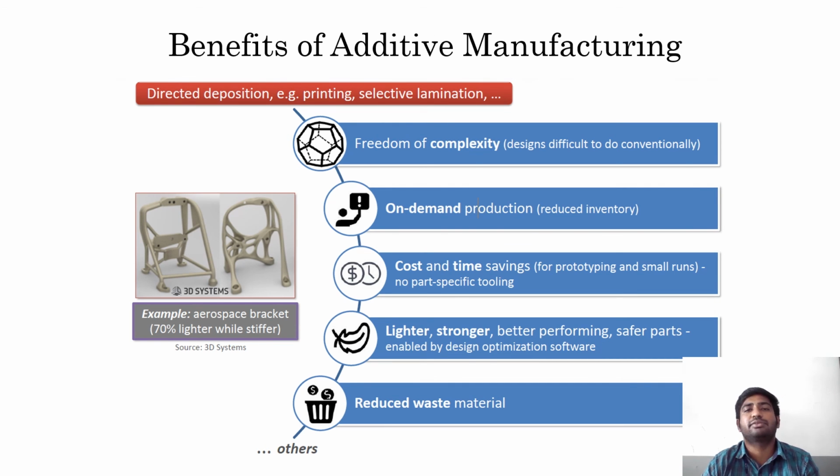We can overcome the difficulties of conventional machining by using additive manufacturing. Freedom of complexity is a very important point: we can create complex parts in n number of ways. On-demand production. Cost and time savings: obviously it's a quicker process than conventional machining, so we can save cost and time. Lighter, stronger and better materials. Reduced material wastage. These are the main advantages of additive manufacturing over the conventional machining process.